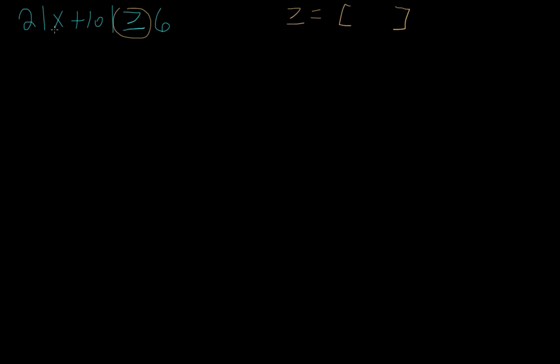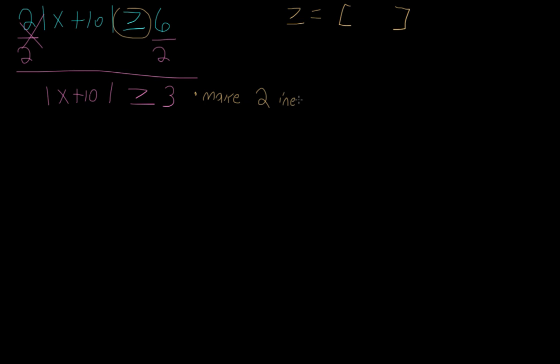So right now, let's solve. Let's solve for this absolute value. So what's the first step? First step, we'll divide everything by 2. We want to isolate this absolute value. These cancel out, so we have absolute value of x plus 10 is greater than or equal to 3. Okay, so now we're going to make 2 inequalities.